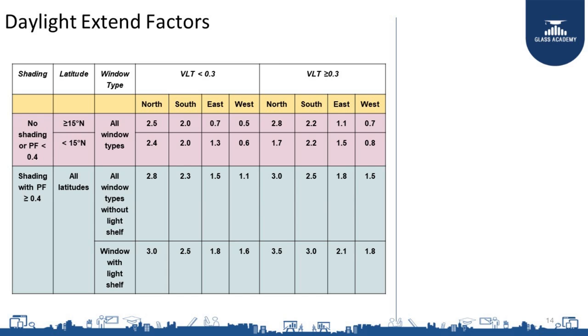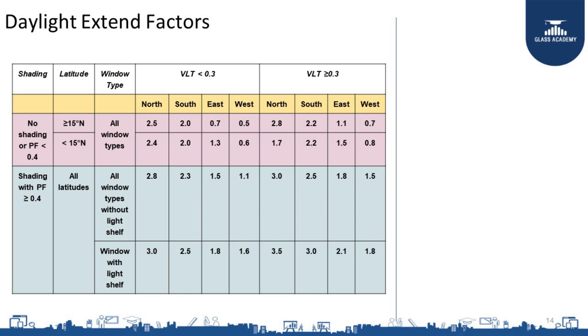Similarly, for the second row, which is with shading of projection factor greater than or equal to 0.4, there is no subdivision based on the latitudes. For all the latitudes it is applicable, but for different window types the values are different. For window types without light shelves, the values are given, and for windows with light shelf, different values are given.